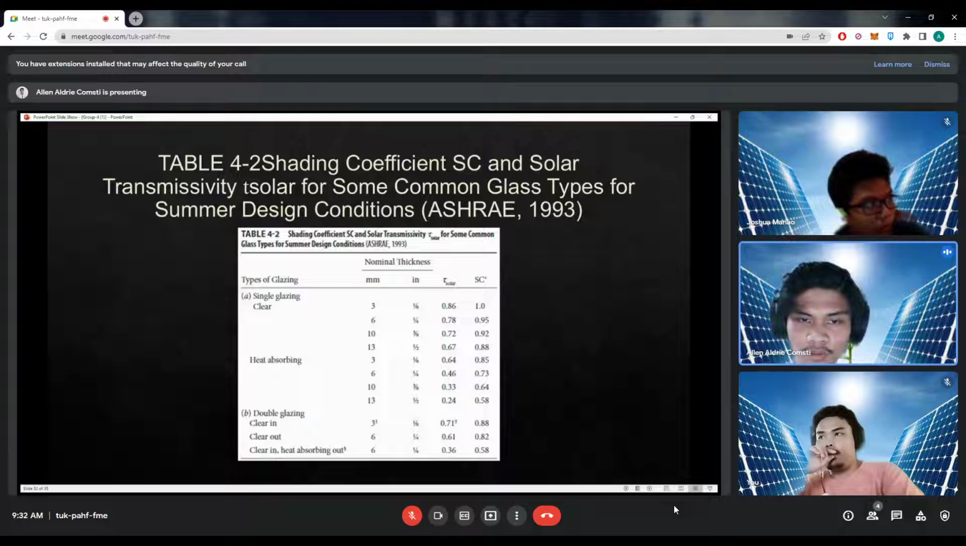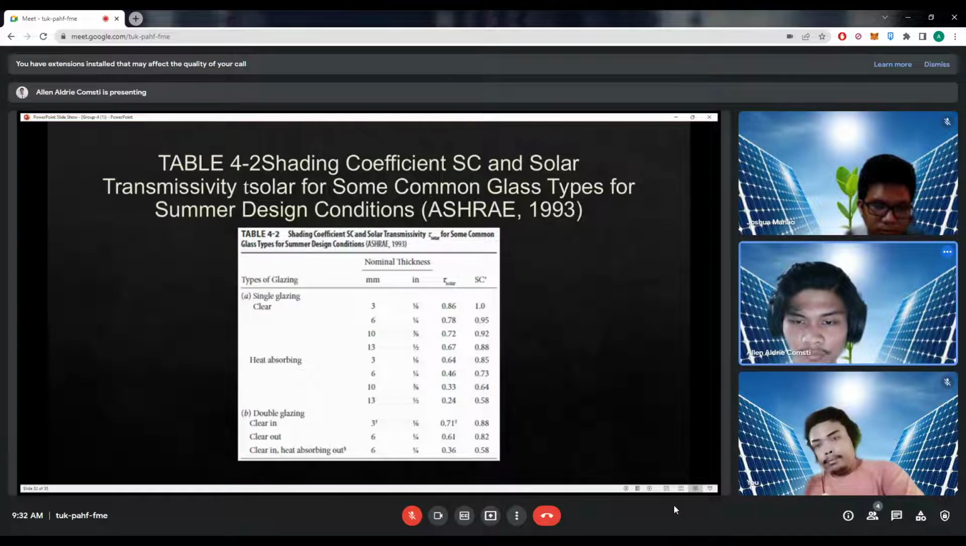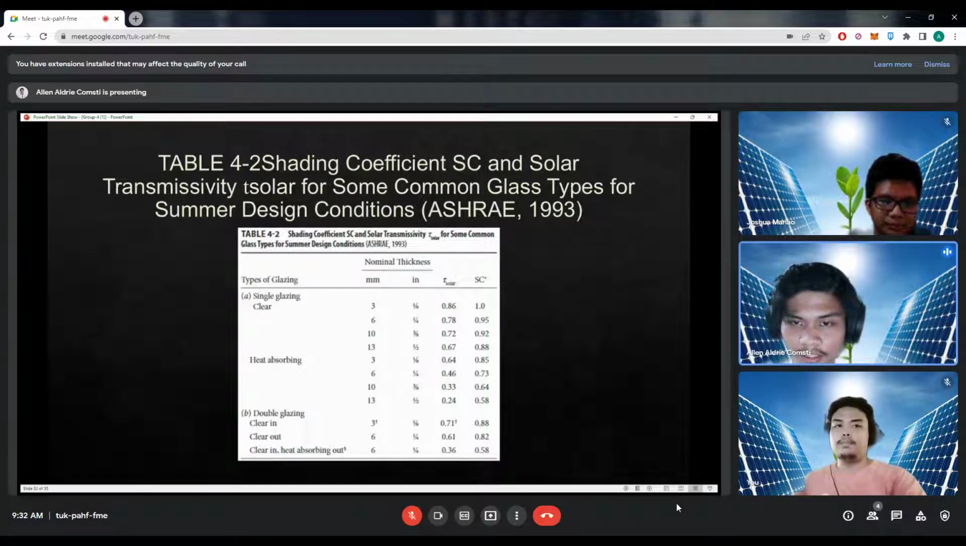For the heat absorbing glass, 3 mm, 1/8 inch, 0.64 T solar, 0.85 SC. 6 mm, 1/4 inch, 0.46 T solar, 0.73 SC. 10 mm, 3/8 inch, 0.33 T solar, 0.64 SC. 13 mm, 1/2 inch, 0.24 T solar, 0.58 SC.